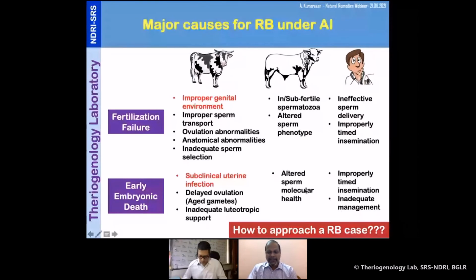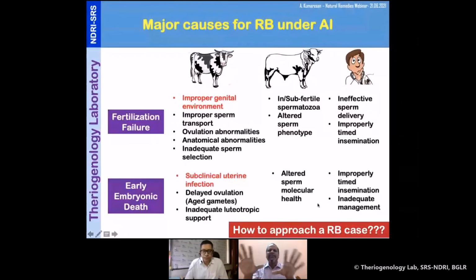Altered sperm molecular health. I'm not getting into much detail, but you know very well that spermatozoa do not transfer only DNA from the father to the mother. There are n number of molecules that are important for embryonic development and pregnancy maintenance. If these molecules are absent in the spermatozoa, or the spermatozoa underwent some damage wherein these molecules are lost, then embryonic mortality is bound to take place. That's what I told, altered sperm molecular health, and then again improperly timed and inadequate management.